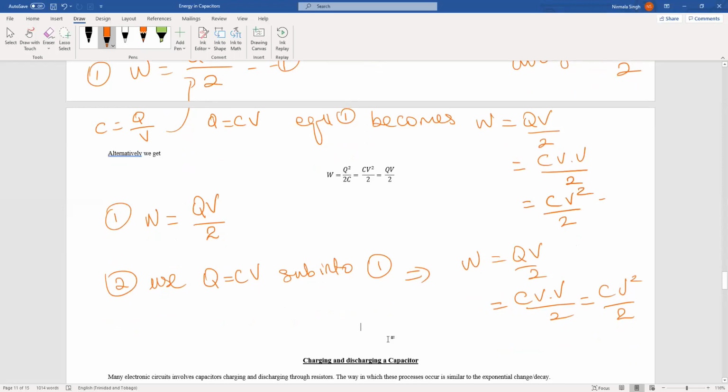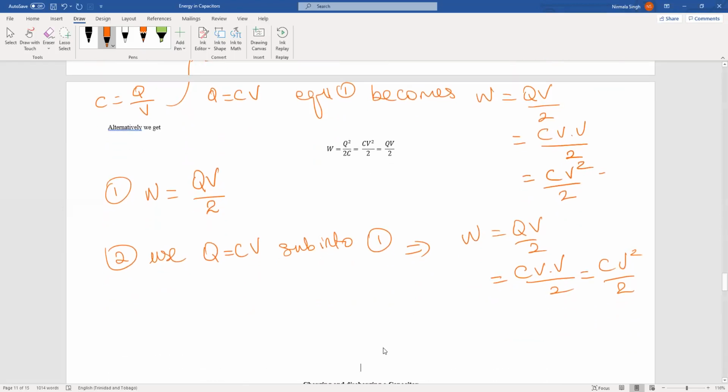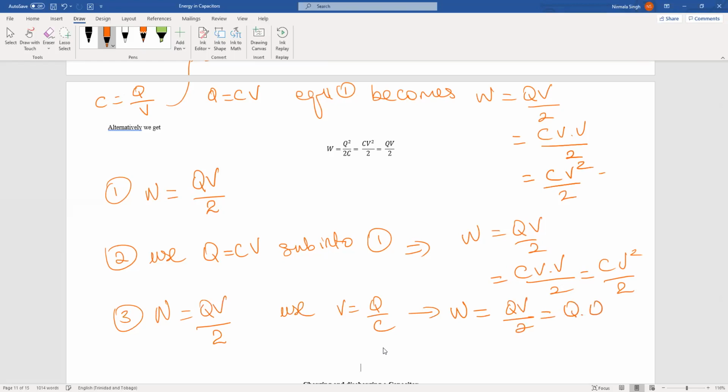If you want to get our third variant of this equation, we have work is equal to QV over 2. And now we want to get a relationship with V. We use V is equal to Q over C. So we substitute this in here. So we're going to get work is equal to QV over 2, which is equal to Q by Q over C. And we're going to end up with Q squared over 2C.